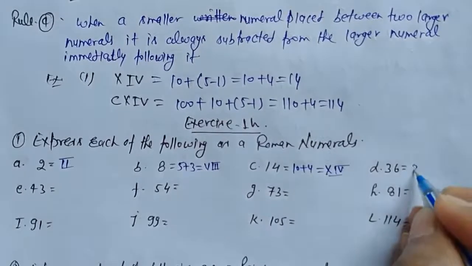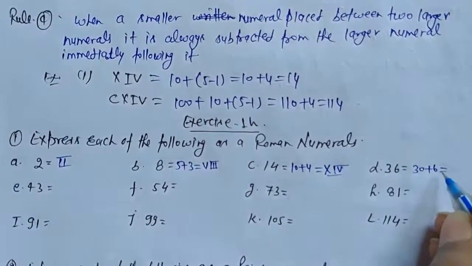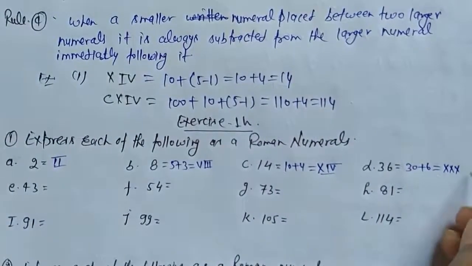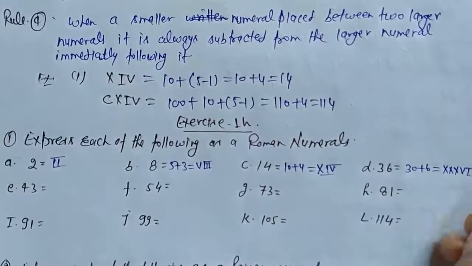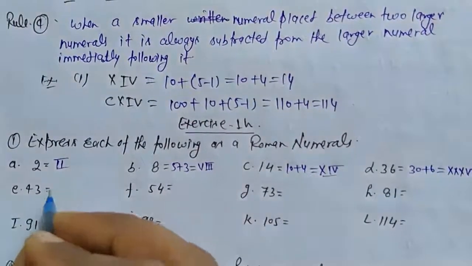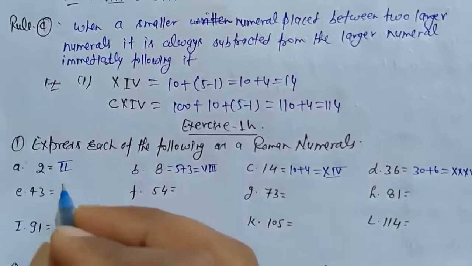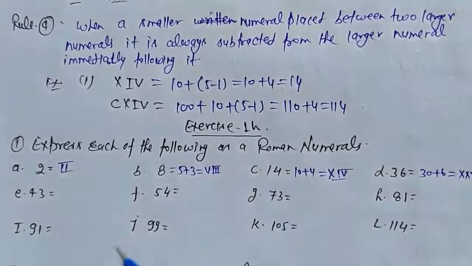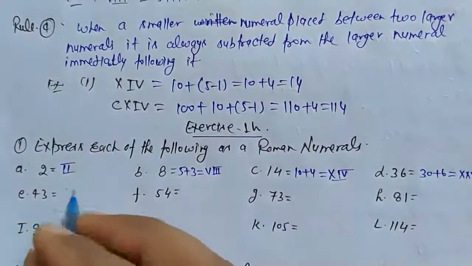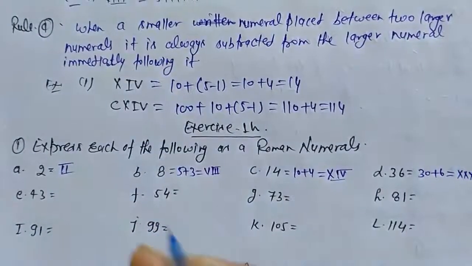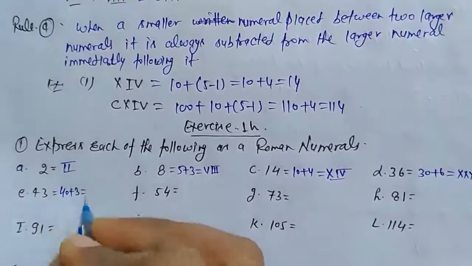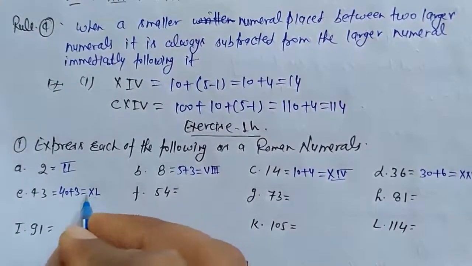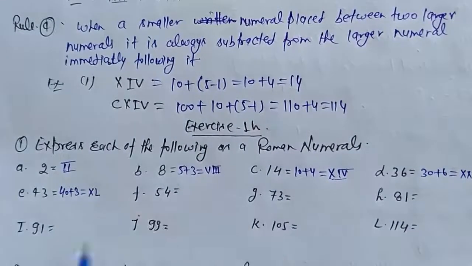36 is 30 plus 6. 30 is represented by triple X, 3 times X, and 6 is VI, that is XXXVI. 43: when X is written 4 times, it is not allowed, as Roman numerals cannot be written more than 3 times. Then we write 43 as 40 plus 3, and 40 is 50 minus 10, so that is XL. XL represents 40, plus 3, that is 3 times I.